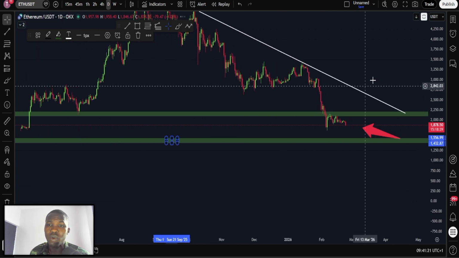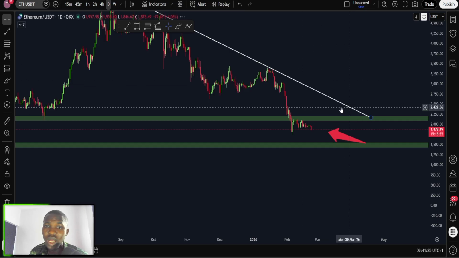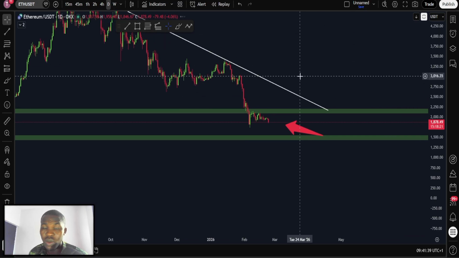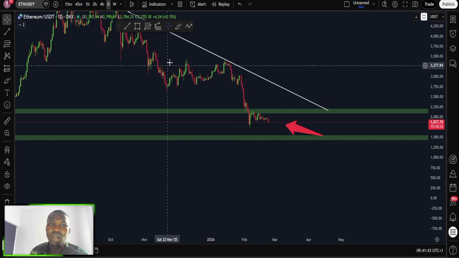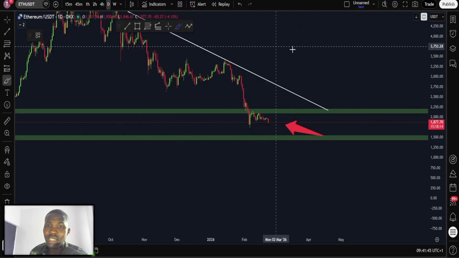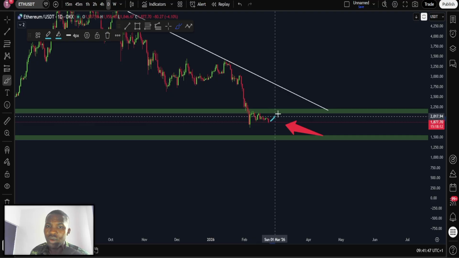So this is what I'm currently thinking on ETH price. But we should know that whatever BTC is doing here in the short term, we're also going to see it here on the ETH price chart. If we see a little bit of upside movement from BTC, we're also going to see it from ETH as well.